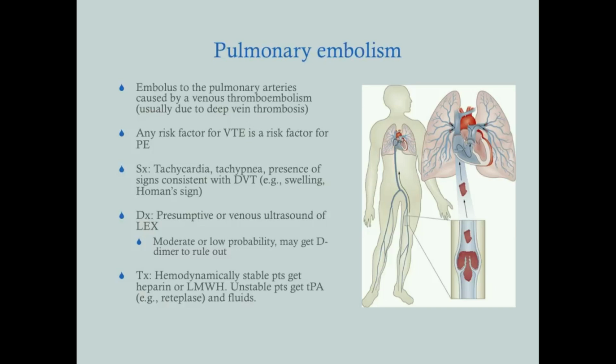Okay, so what do we do for diagnosis? You're going to get an ultrasound of the calf to look for DVT. If you do see a DVT, you pretty much have your diagnosis nailed down right there. If there's moderate to low probability, and I'll show you how we determine moderate or low probability, you will get a D-dimer to rule it out. A low or normal D-dimer will rule out pulmonary embolism. It's very good at ruling out pulmonary embolism, but it's not very good at ruling it in. The treatment is heparin or low molecular weight heparin. As mentioned, unstable patients can get Retaplase and fluids.